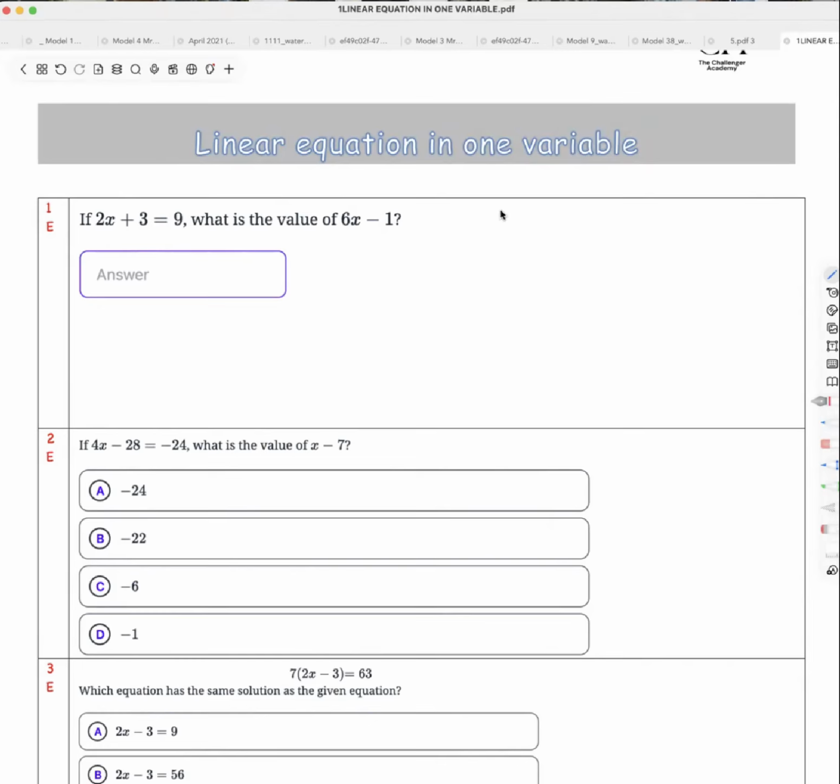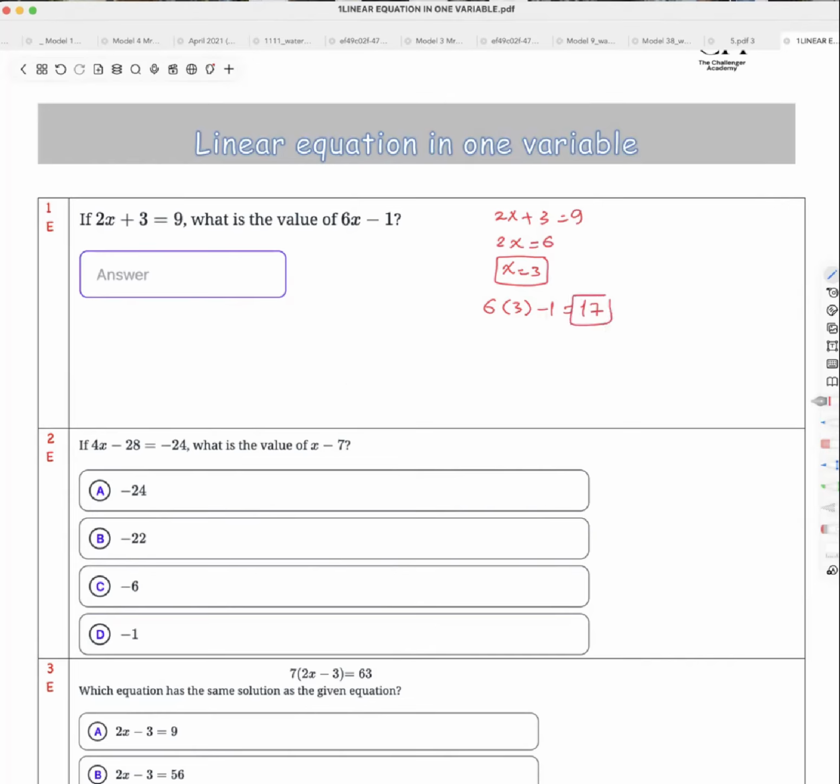So algebraically, you have 2x plus 3 equals 9. We can subtract 3 from both sides, so 2x equals 9 minus 3, which equals 6. Then divide both sides by 2, so x equals 3. So the value of x equals 3, but we want to find the value of 6x minus 1. So 6x means 6 times 3 minus 1. So 6 times 3 equals 18, 18 minus 1 equals 17. So the answer here is 17.